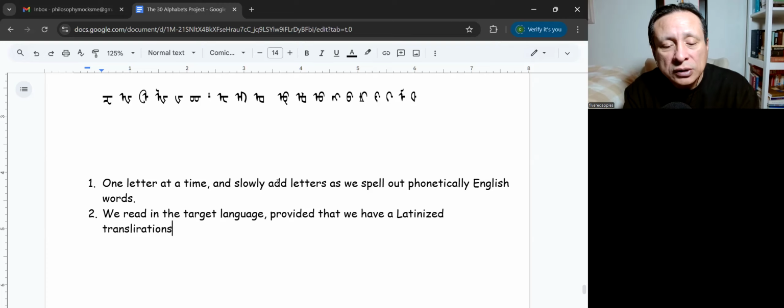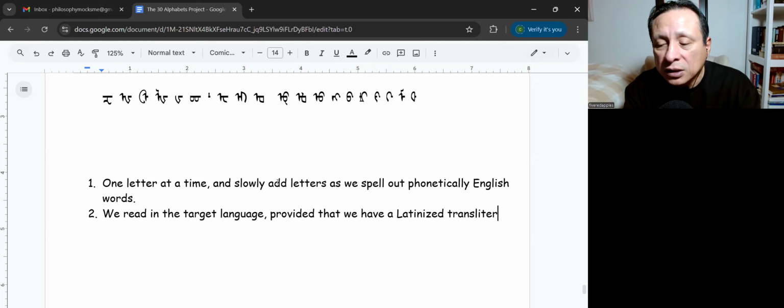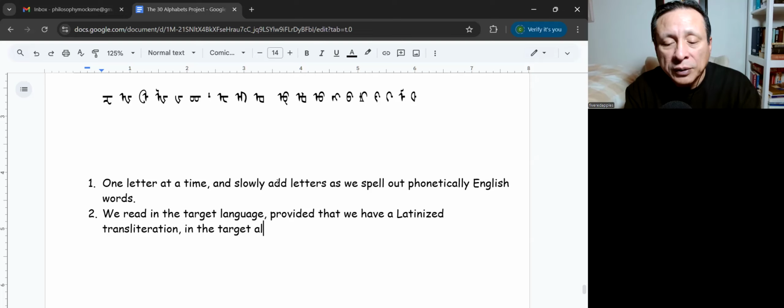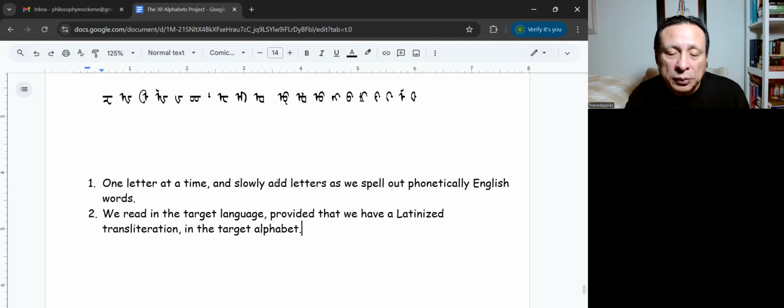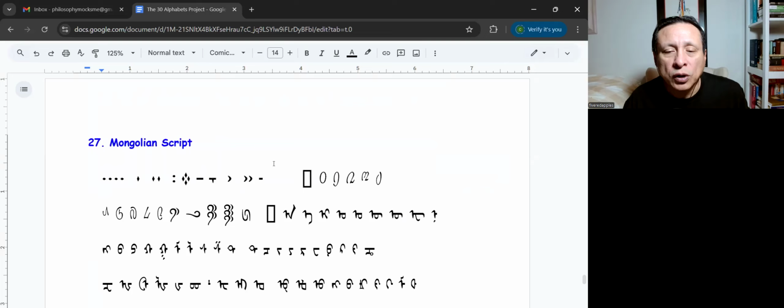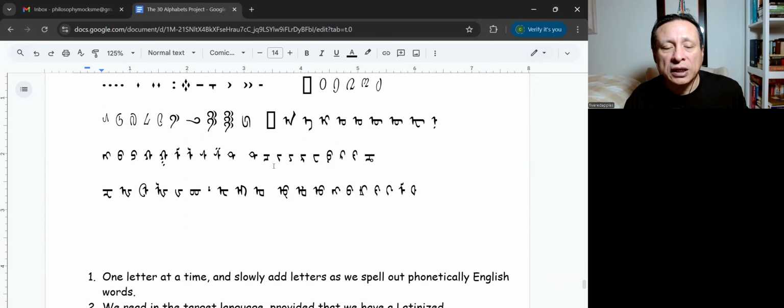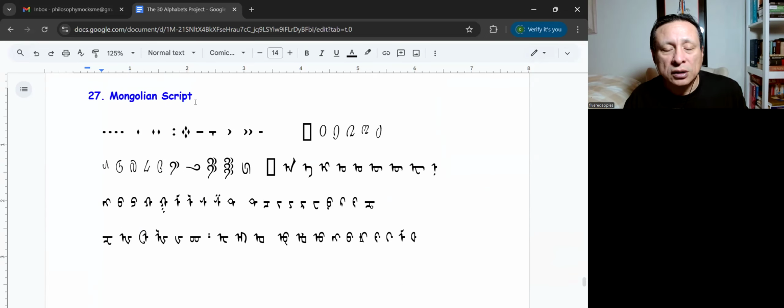So that's why the transliteration. We read the target language with the target alphabet, right? Okay, that's it. And so we just do repetition, repetition, repetition until you're just reading. You're comfortably reading, right? Okay, that's the project.